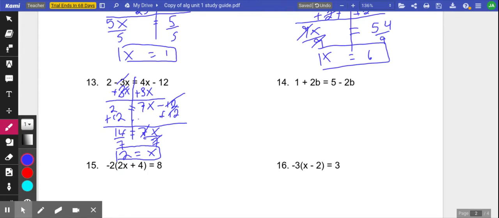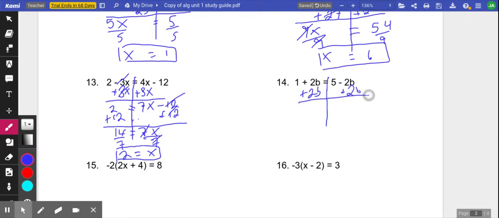All right, for number 14, it's the same idea. We have b's on both sides of the equation. So I'm going to take my lower one. We've got a positive 2b over here and a negative 2b over here. So the negative 2b is lower, so I'm going to do the inverse of that, which is plus 2b. And I have to do it to both sides.